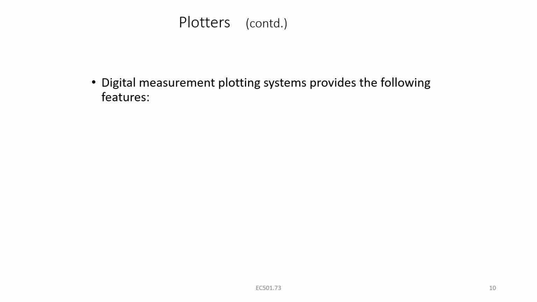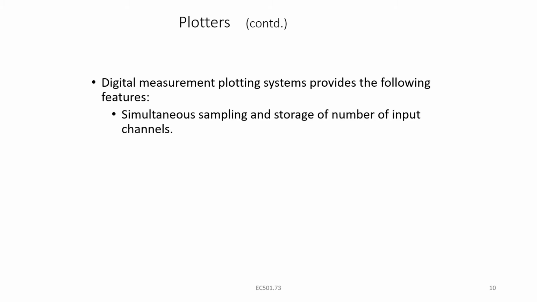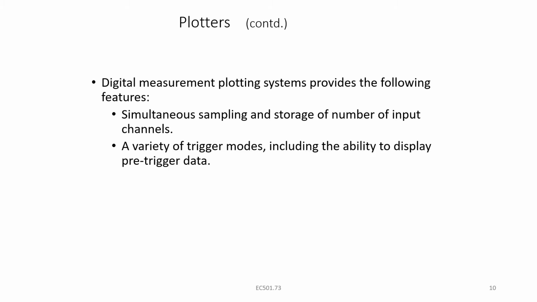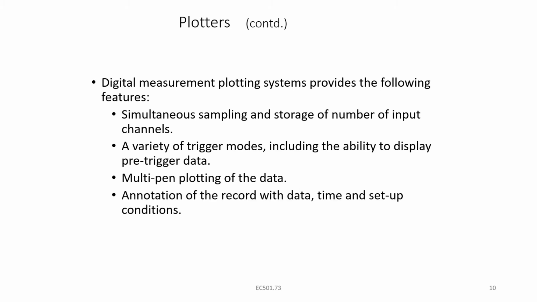So a digital measurement plotting system provides the following features: the simultaneous sampling and storage of a number of input channels, a variety of trigger modes, including the ability to display pre-triggered data, multi-pen plotting of the data, annotation of the record with date, time and setup condition, and an ability to draw grid and axis.